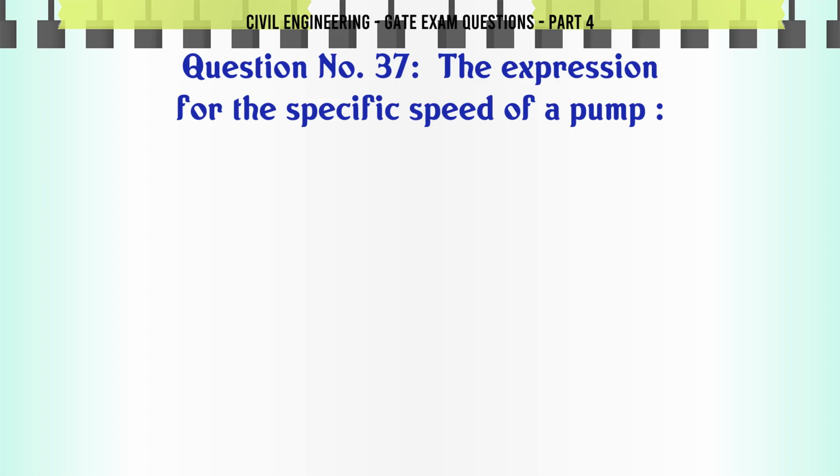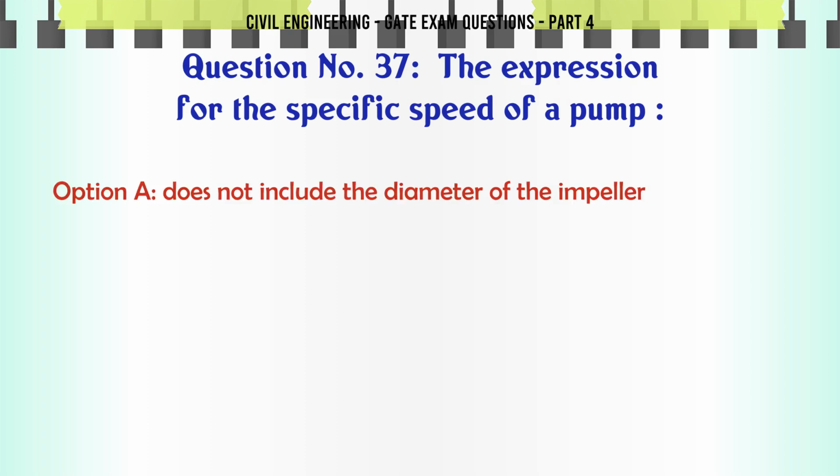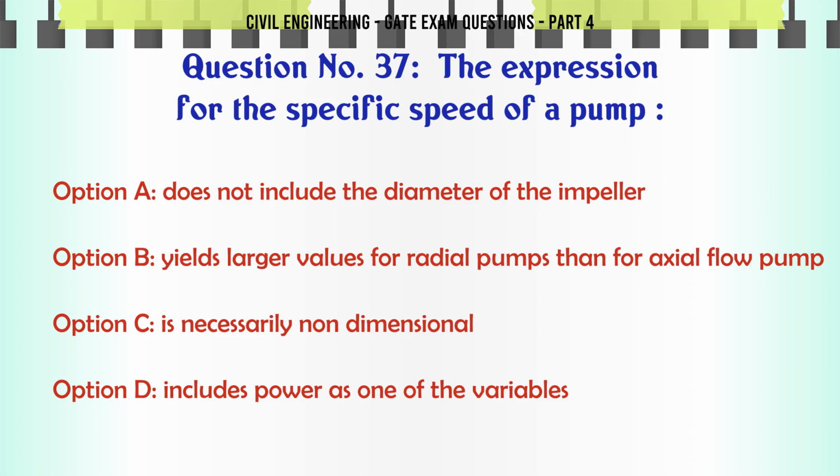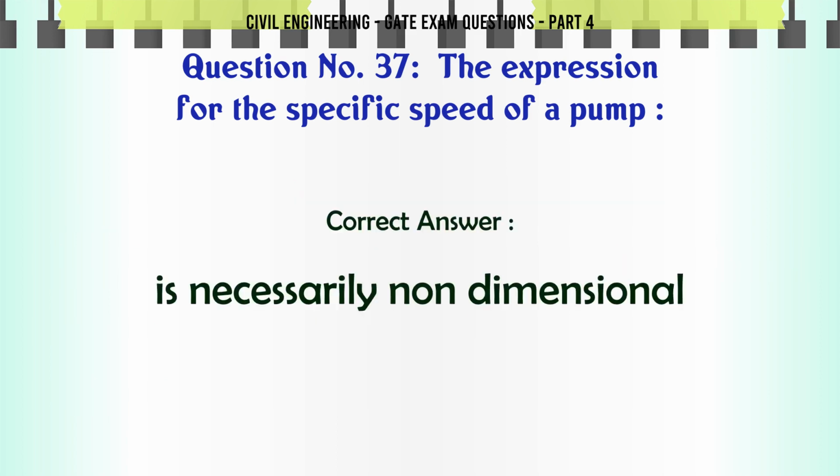The expression for the specific speed of a pump: A. does not include the diameter of the impeller, B. yields larger values for radial pumps than for axial flow pumps, C. is necessarily non-dimensional, D. includes power as one of the variables. The correct answer is necessarily non-dimensional.